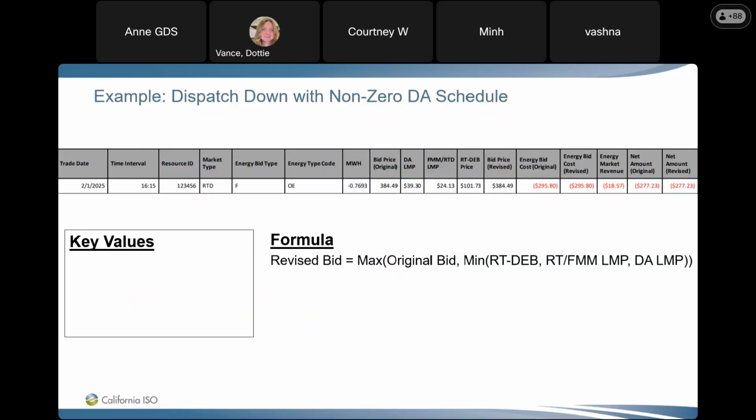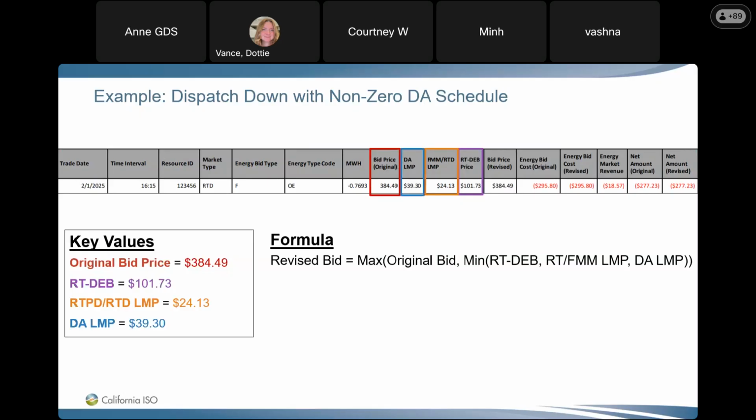So if we start first with it impacting, you'll see similarly some key values here. The first one, the original bid price, will be $384.49. We'll have that RT DEB of $101.73, that RTD LMP of $24.13, and then the day ahead LMP of $39.30. So just like we did with the other example, we're going to plug it in to its location. And the first thing we're going to do is find the lowest of these three numbers. So that would be the $24.13.